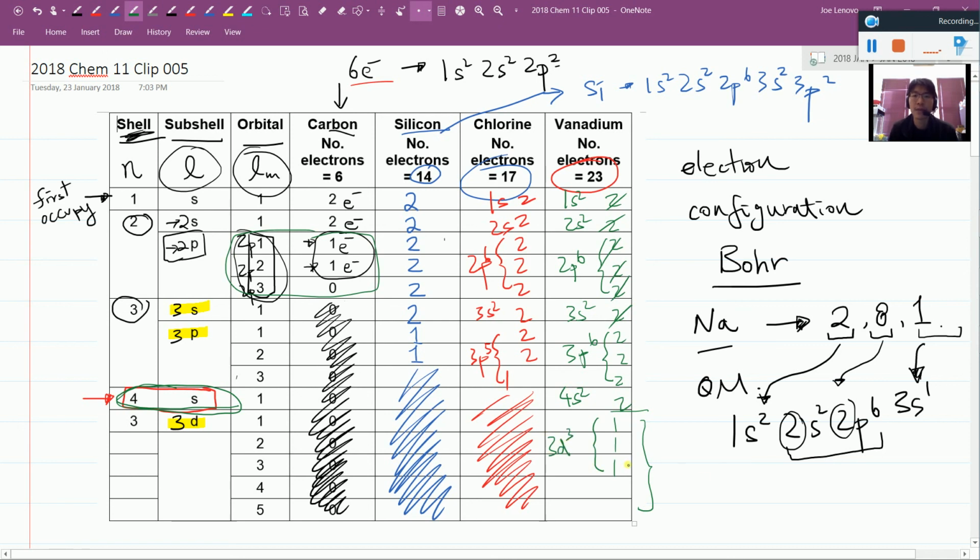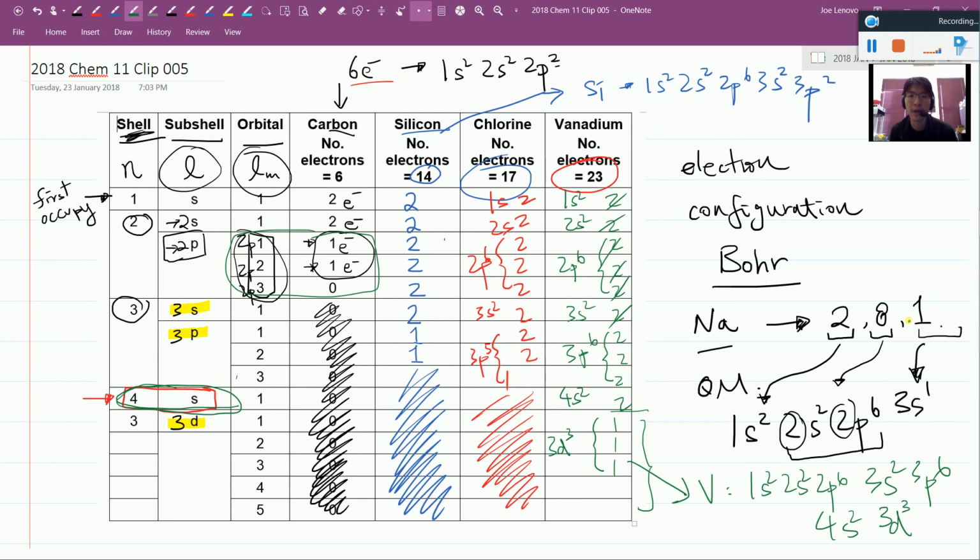So what would be the vanadium (V) electron configuration? It is 1s2, 2s2, 2p6, 3s2, 3p6, 4s2, and then 3d3 at the end. Right? Hopefully it helps you to understand the application of QM models. And this is the basic thing that we need to do.